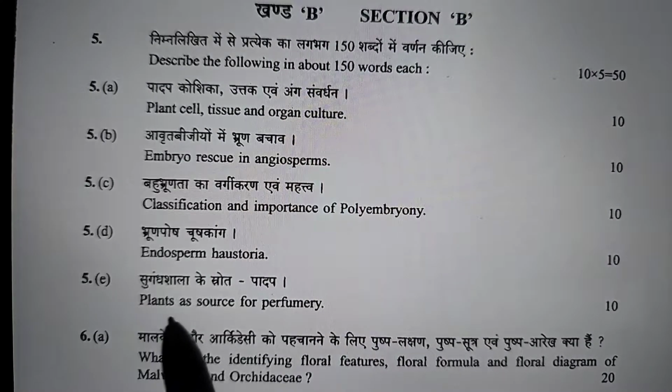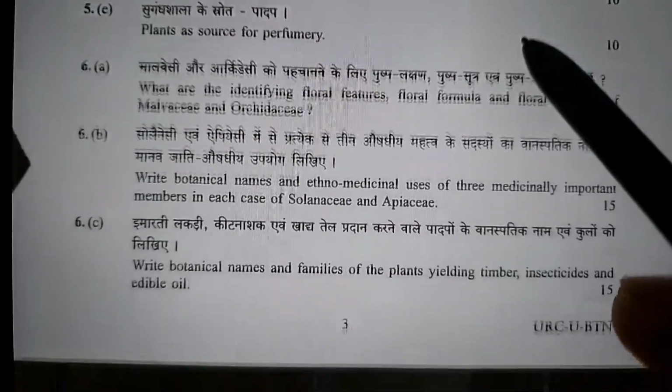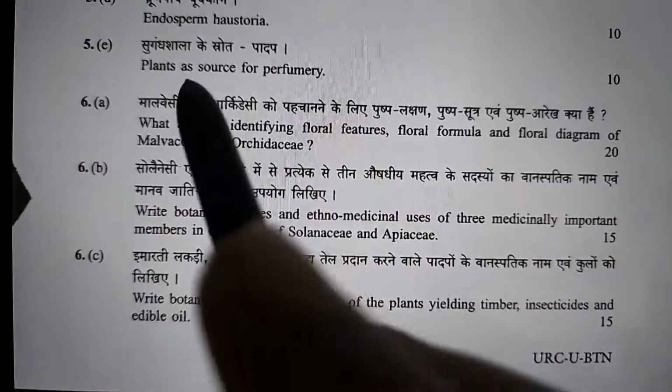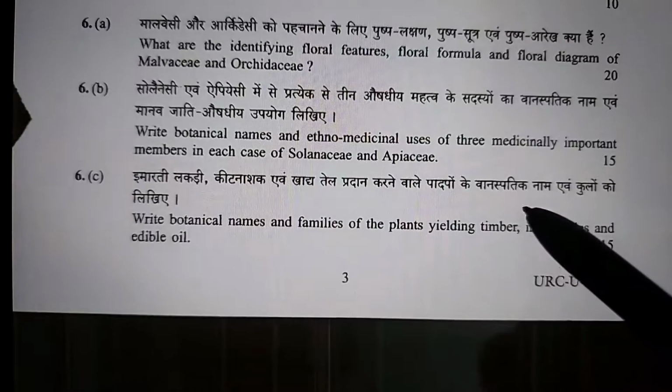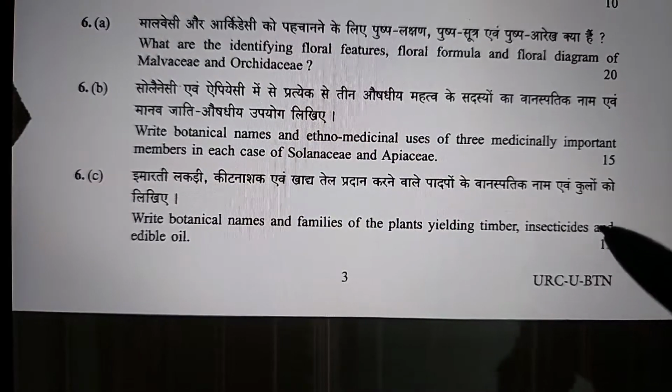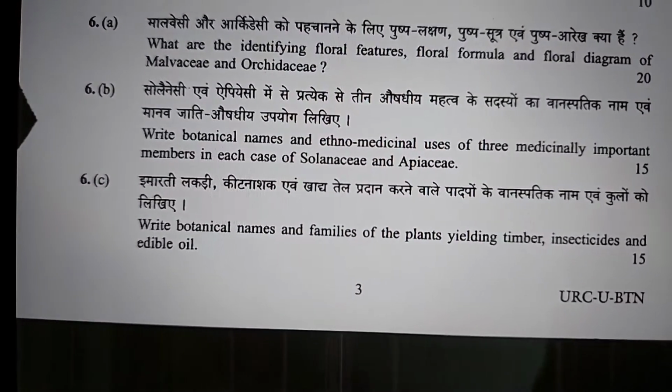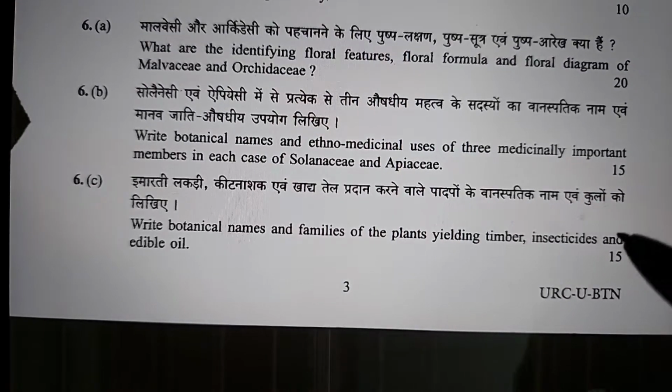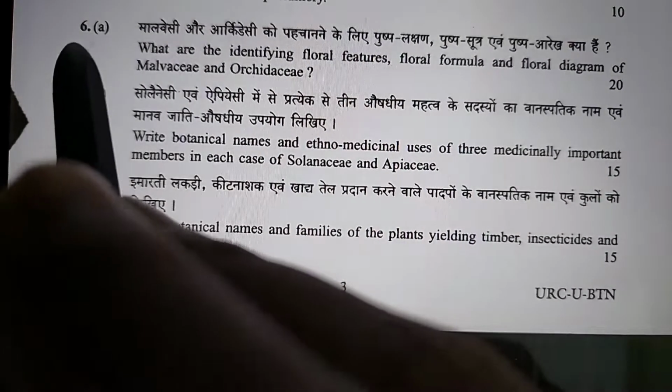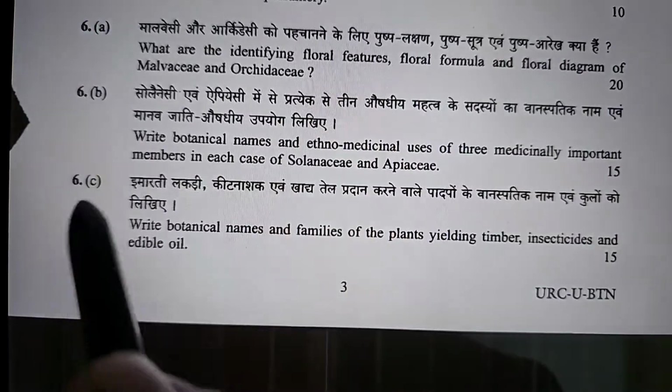E is plants as source of perfumery. You can find this in the syllabus. You can make notes from Wikipedia or somewhere else. If you are going to college, you can make short notes of 2 pages and prepare. Question number 6 also has A, B, C options.